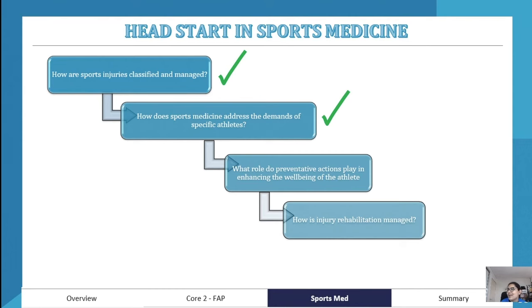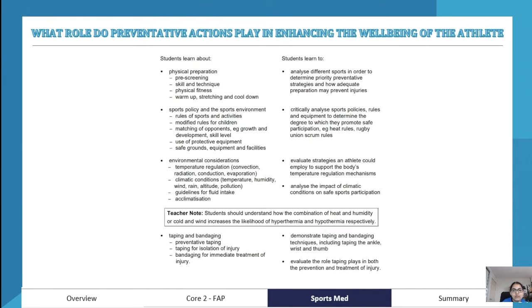So that's done. Alright, so we've talked through these two points, and I'm just going to talk through what the main ideas are for the next two. What role do preventative actions play in enhancing the well-being of the athlete? Like I said earlier, the first two topics were more theory related, like you had to know the different diseases and what was happening more biologically. With these two, it's more about sports rules and stuff.